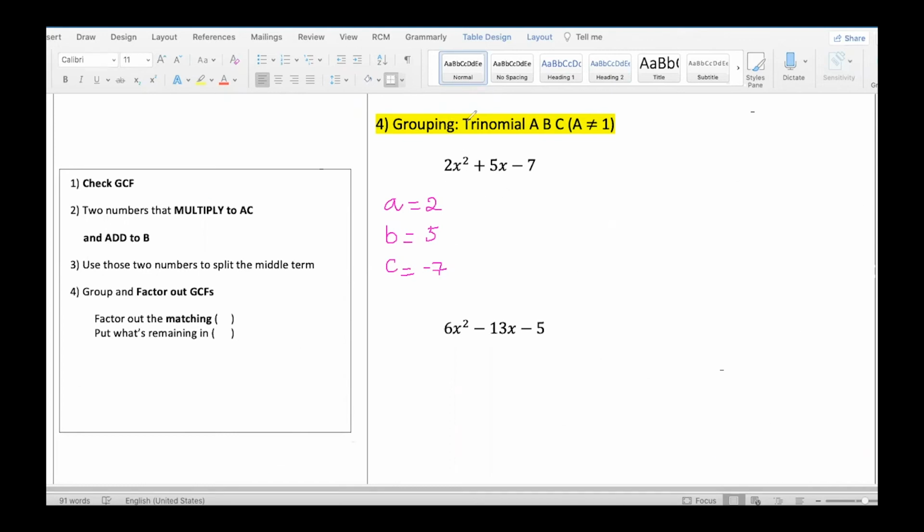So what we're going to do right now is still the same thing. We're going to do the x. So we're going to multiply a times c, and a times c is going to give us negative 14. And b is going to give us 5. Our job is to find a number that could be a factor of 5. What could that be?